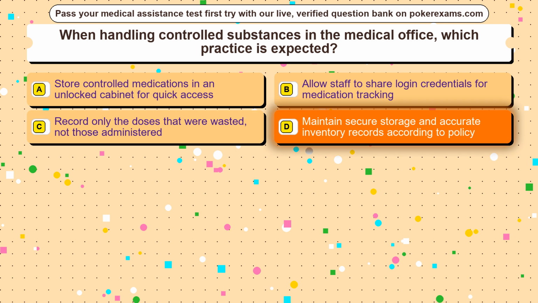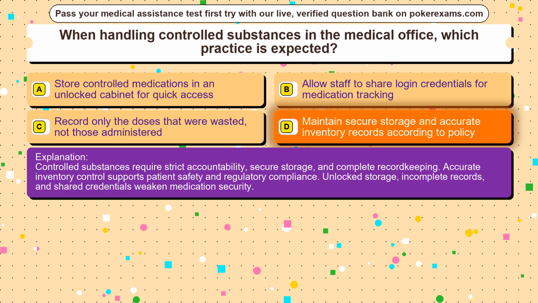The correct answer is option D, maintain secure storage and accurate inventory records according to policy. Controlled substances require strict accountability, secure storage, and complete record keeping. Accurate inventory control supports patient safety and regulatory compliance. Unlocked storage, incomplete records, and shared credentials weaken medication security.